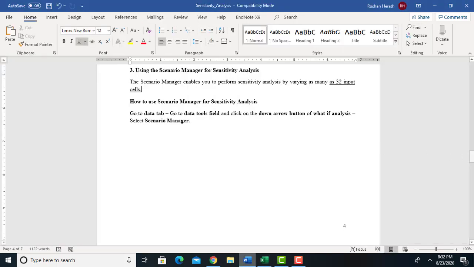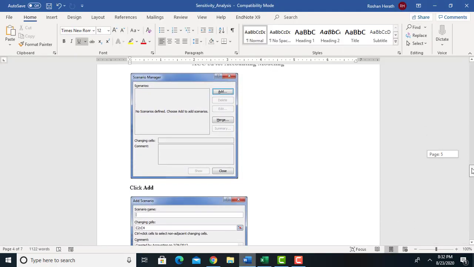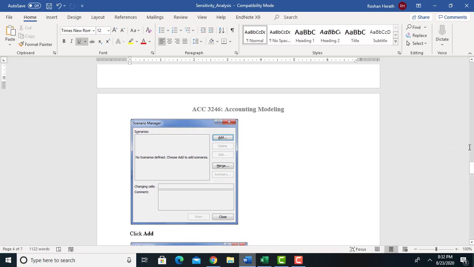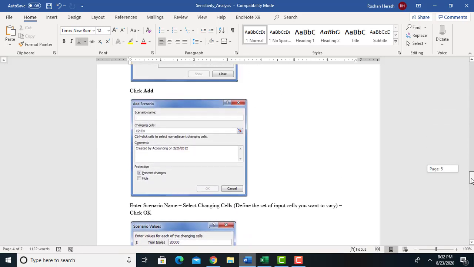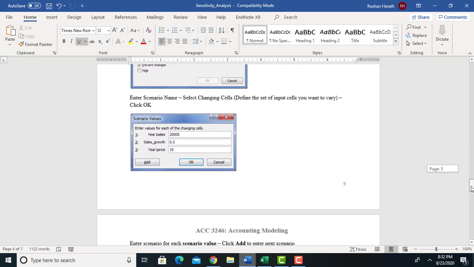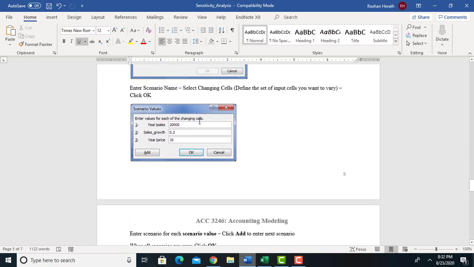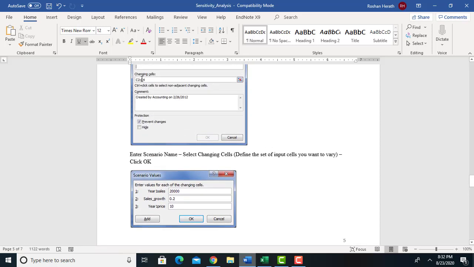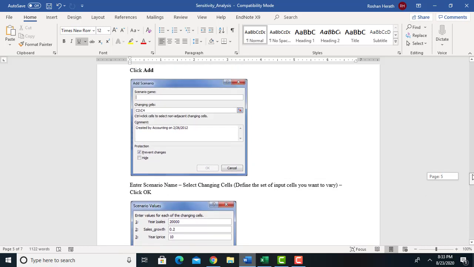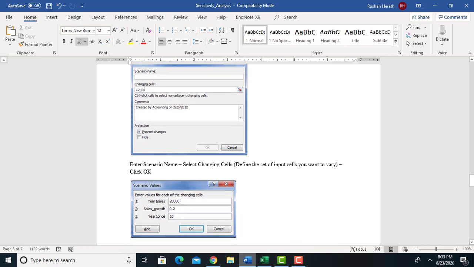If I go back to the lecture material, here you can see this was the window we had made use of, and then thereafter we had clicked add, and this is how we may feed the inputs. So you may select the changing cells, and once you click OK, you can feed the values to these inputs, right?